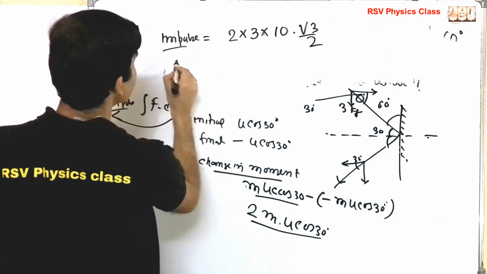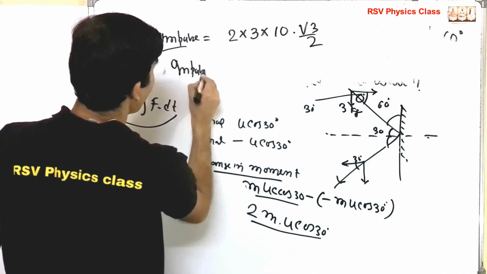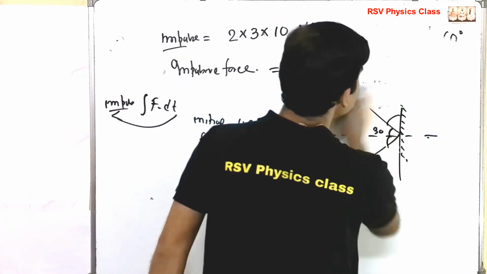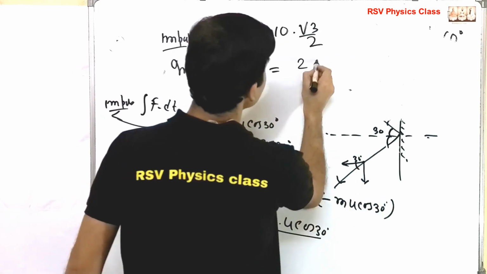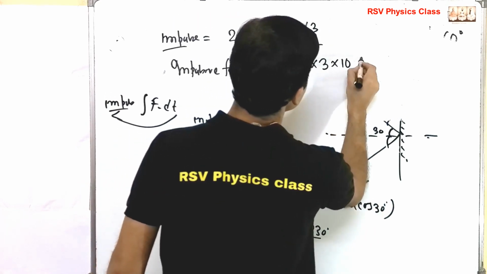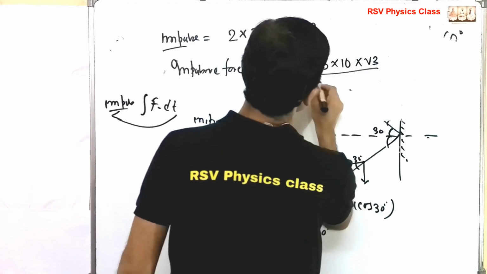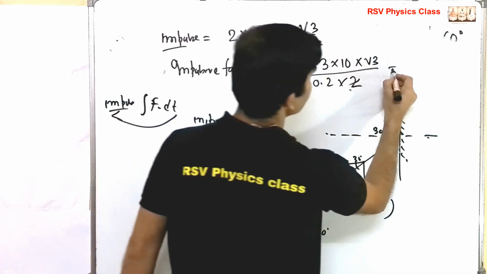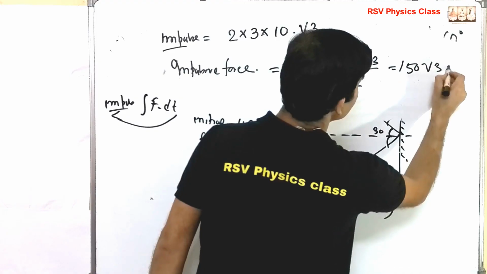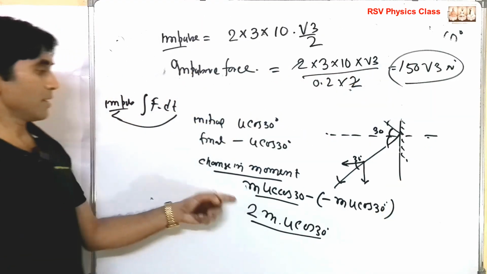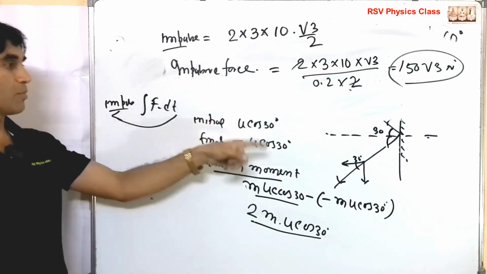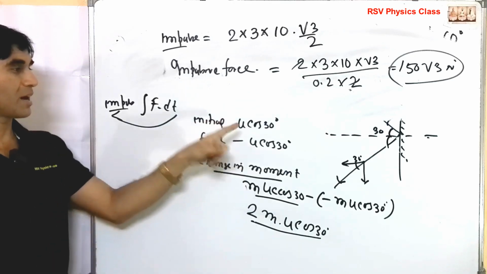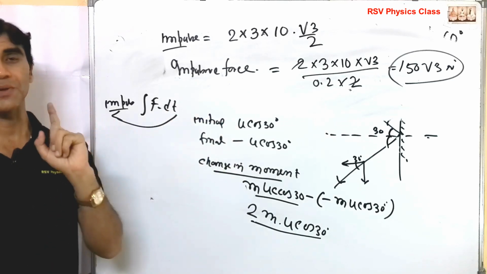Impulse equal to, and impulsive force equal to how much? This over time, instantaneous time, how much? So 2 into 3 into 10 into root 3 by 0.2 into 2. So this is how much? 2, 30 and 15. So root 3. Okay, this one. So one type of question, obviously we will get impulsive force, impulse, change in momentum. You will get this type of question. So you can solve this.